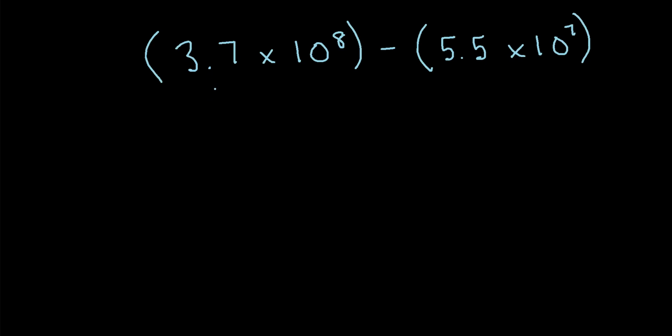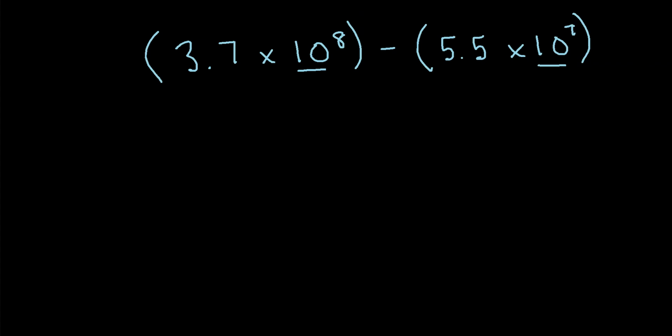All right, let's try another example. Let's say we have 3.7 times 10 to the 8th minus 5.5 times 10 to the 7th. So again, when we're subtracting numbers in scientific notation, we want to try to get it so that both base 10 numbers have the same exponent. So here we can see that this one has an exponent of 8, but this one has an exponent of 7. So they're not the same right now. So the first step is let's get them to be the same.